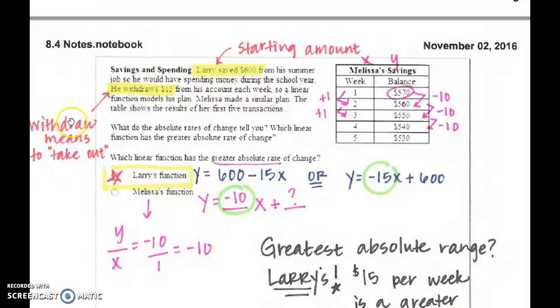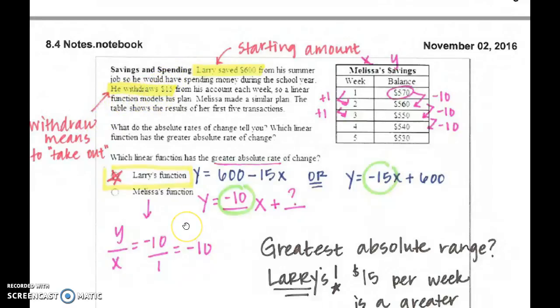I don't know if you realize it or not, but a withdraw means that you're taking money out of your account. If you were to deposit, you'd be adding money in your account. But Larry's taking money out. In fact, he's taking out $15 each week. Right there, that should clue you in that the slope or rate of change is negative 15.